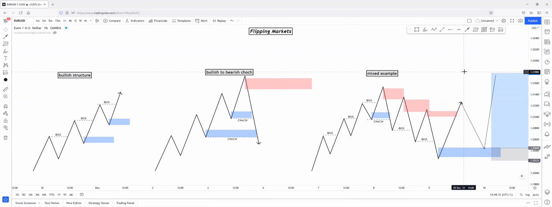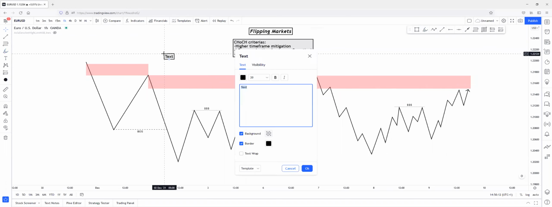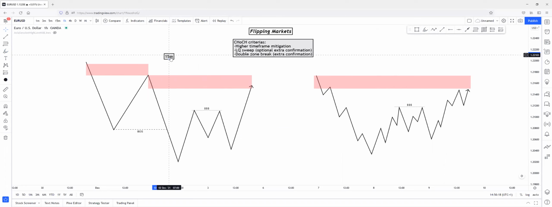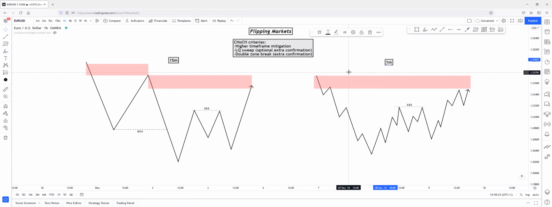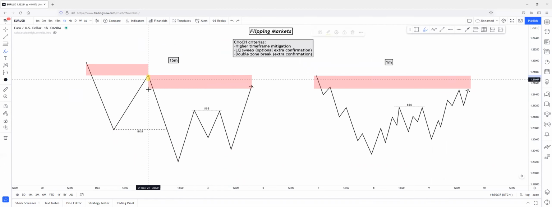But let's talk about the change of character criteria and how to actually use them to our advantage. Okay, let's see a concrete example and the criteria. As you can see on this first example, first image, price is moving in a downtrend. This is the 15-minute chart, and this will be the 1 minute chart. Price is moving in a downtrend, creating a series of lower lows, lower highs, respecting supply zones, breaking through demand zones, and breaking structures to the downside. So this is the overall 15-minute structure. And as you can see, this supply zone has been created because it broke structure to the downside with inefficient movement.